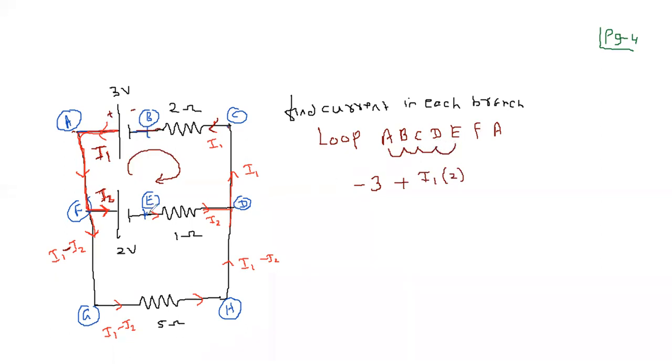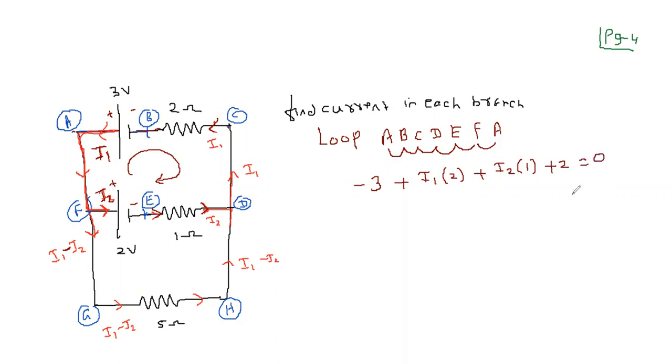D to E. I am going from D to E, but how is the current coming? Opposite. So what should we do, plus IR or minus IR? Plus IR. Very good. Plus I into R: I is I2, R is 1 ohm. E to F is a battery. I am going from the minus of the battery to the plus of the battery. So what is the rule? Positive voltage, plus 2. Correct. F to A: nothing, leave it.